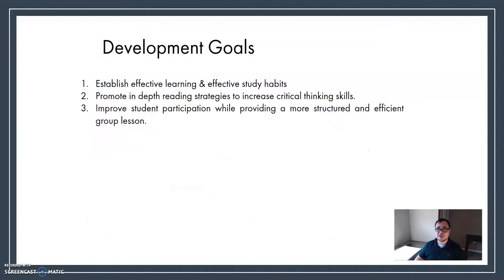Following this, we're going to have our development goals. Now, at the end of the day, our development goals are to: 1. Establish effective learning and effective study habits. 2. Promote in-depth reading strategies to increase critical thinking skills. And 3. Improve student participation while providing a more structured and efficient group lesson.